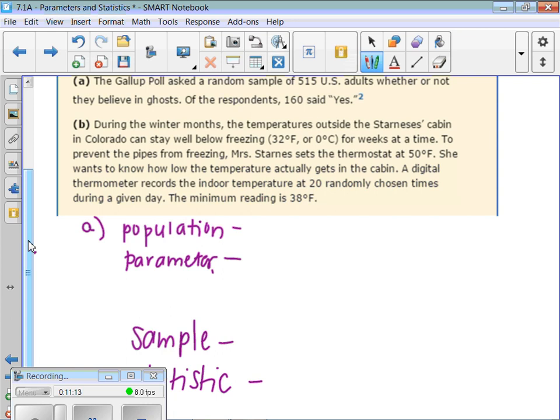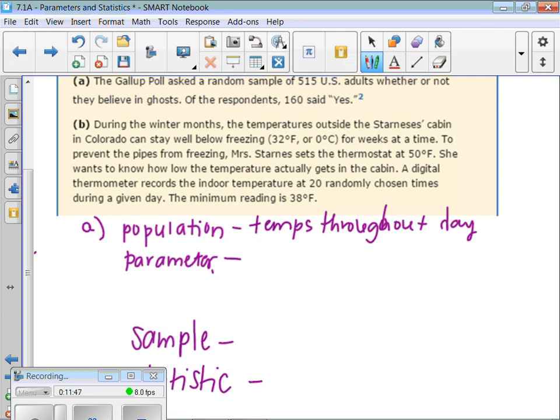All right, so my population of interest. Kim, what do you think the population would be on this one? Yes, all the temperatures throughout all the times during the day. Throughout the day. All right, so again, it's a description, not a specific number.